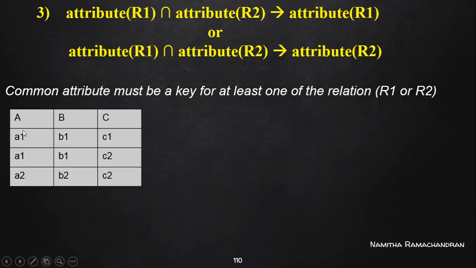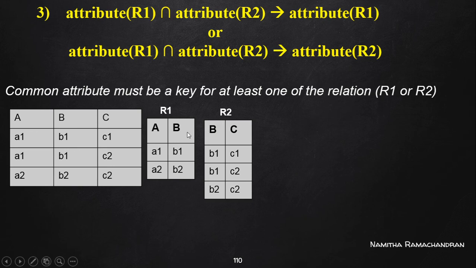Okay, consider the same example relation R with the decomposition like this. Here condition 1 is satisfied. A, B and C are distributed here in R1 and R2, and there exists a common attribute B between R1 and R2. Condition 2 is also satisfied. Now we want to check whether the third condition is satisfied or not.